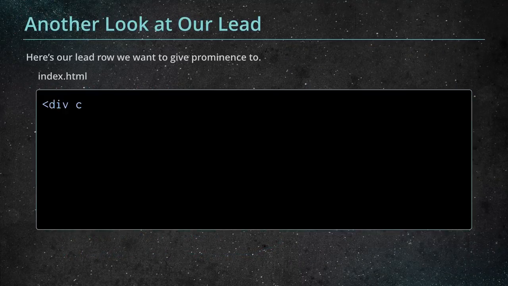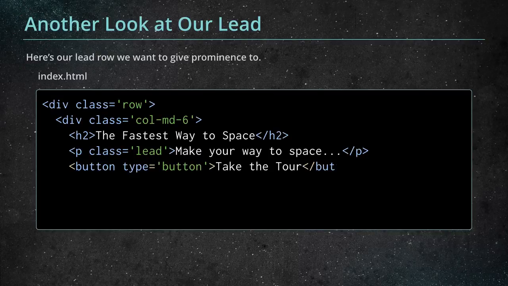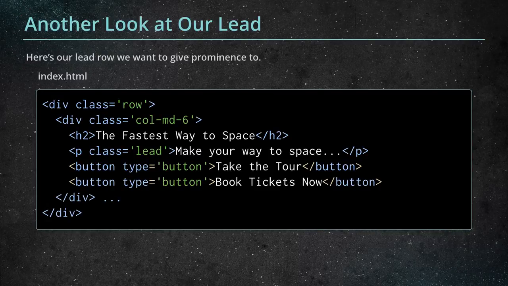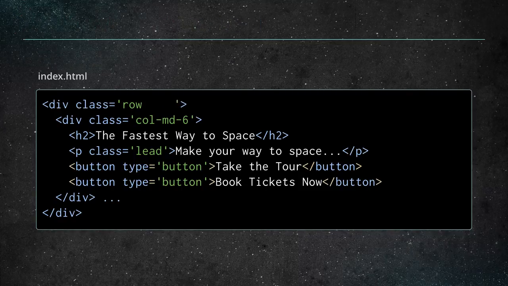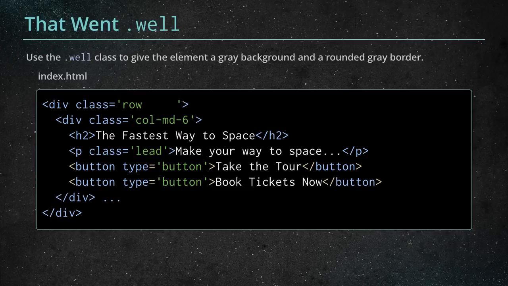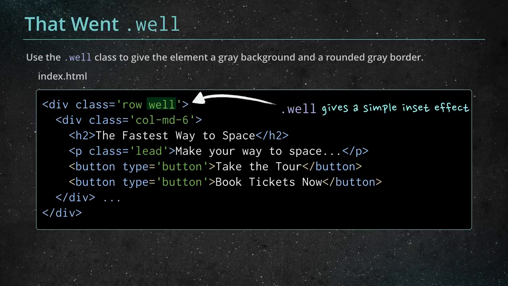Here's the section of our page that we'll be looking at. This row contains a header, our lead text, the buttons, and that image that only shows up for those larger screens. This entire row could stand out quite a bit more though. One way to make this stand out more is to use Bootstrap's well class, which will give it a nice inset effect to the entire element row.